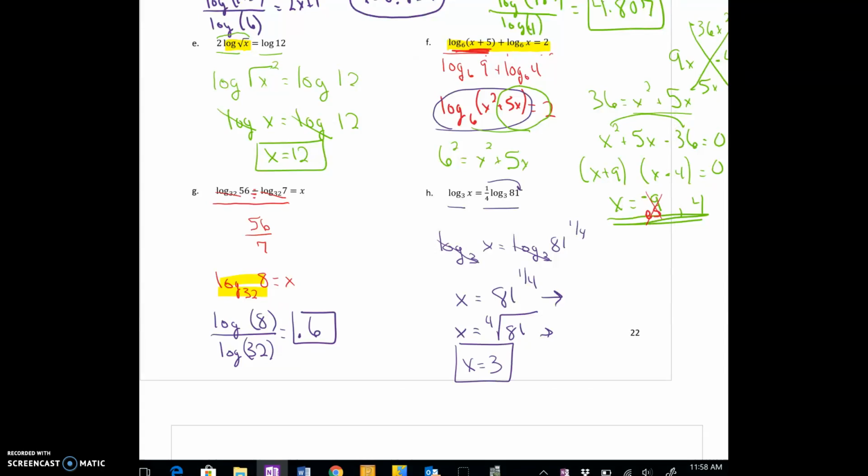So it's a log problem. Let's just double check that it's not an extraneous solution. So if I put 3 back into here, in for x, will I be taking the log of a negative number? No, I'll actually just be taking the log of 3, and that's fine. Okay, so that one has no extraneous solutions.